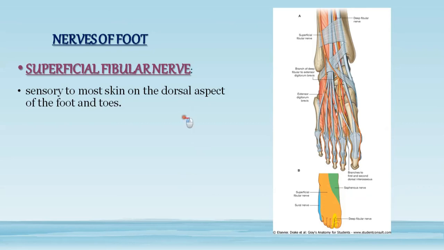The second is the superficial fibular nerve. This yellow colored is the superficial fibular nerve. This whole yellow colored is the superficial fibular nerve. It is sensory to most of the skin. Most of the skin of the dorsal aspect is supplied by the superficial fibular nerve. So most of the dorsal aspect of the foot as well as most of the dorsal aspect of the digits is supplied by the superficial fibular nerve.